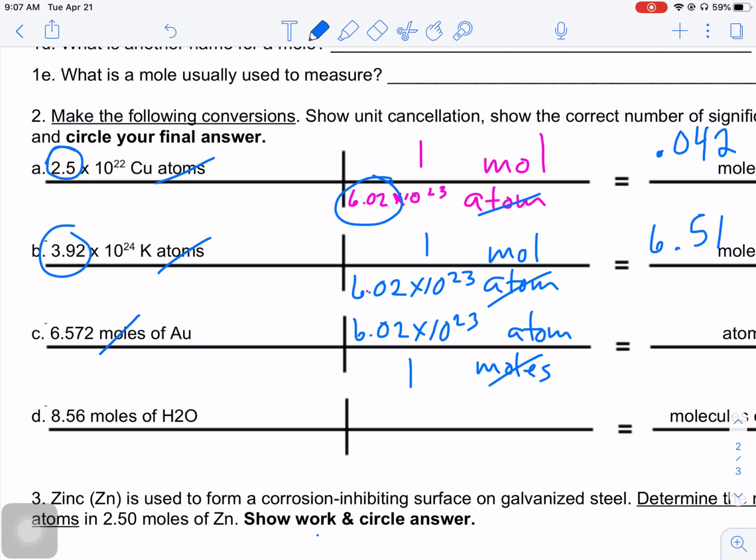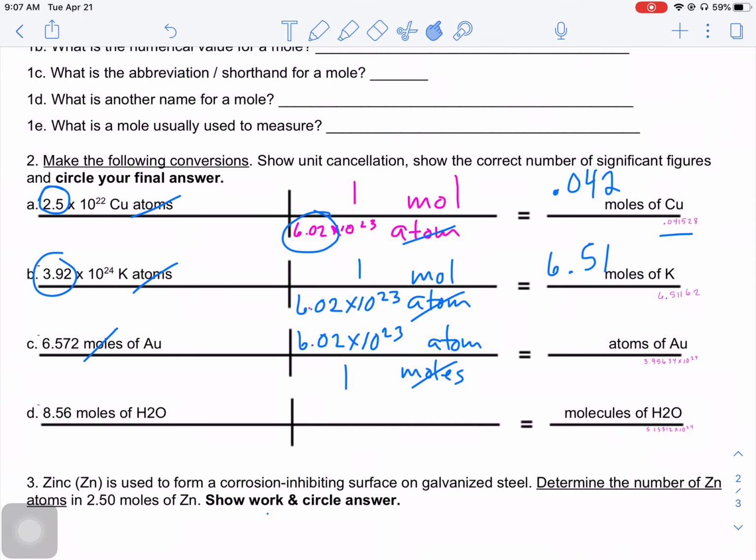So when you do that, you're probably going to get a really big number. And I have 4 sig figs in my given. I have 3 sig figs for my conversion factor, so I can keep 3 in my final answer. And my calculator gave me 3.956, but I'm going to call it 3.96 times 10, and I believe the exponent is 24. So 3.96 times 10 to the 24 atoms in this case.